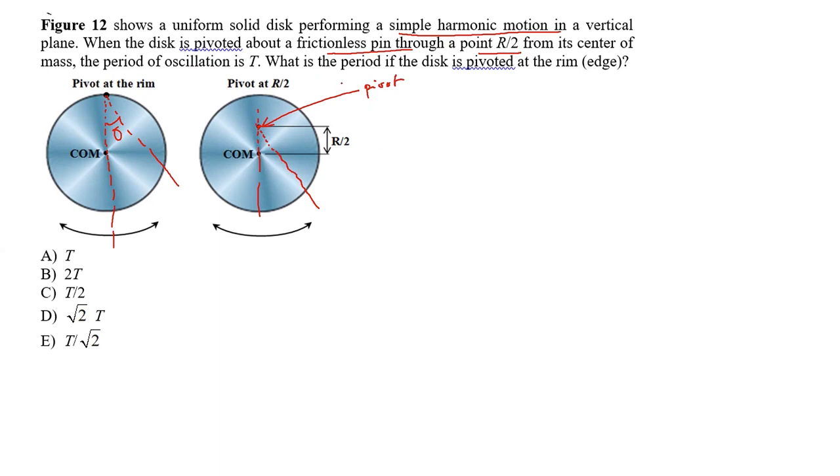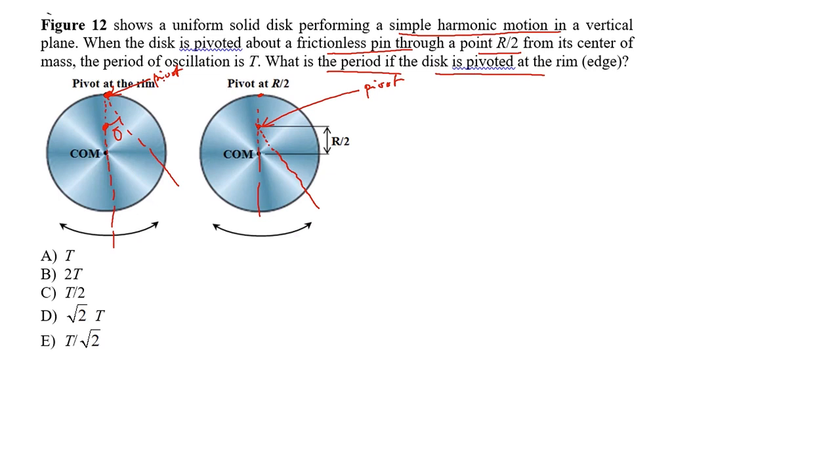Now the question is, what is the new period if the disk is pivoted at the rim? If I shift the axis of rotation from here to here, this is my new pivot point. What is the new period compared to the old period?